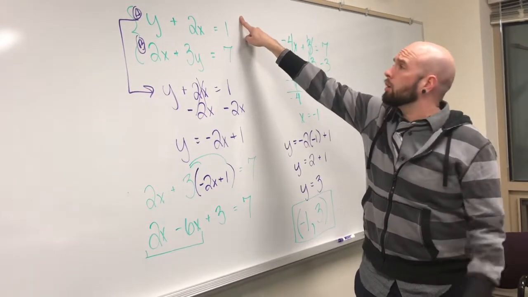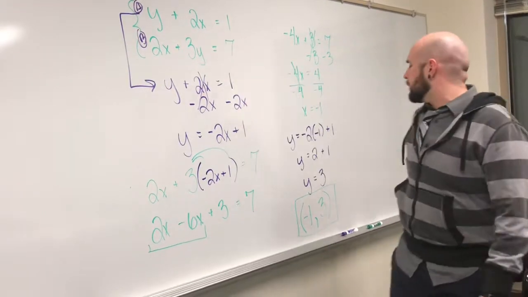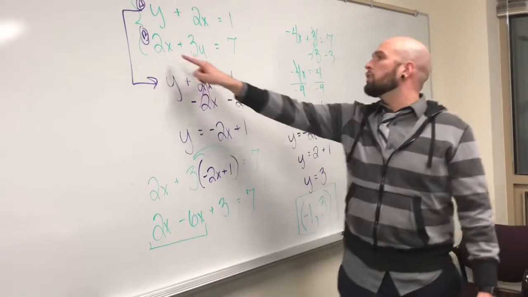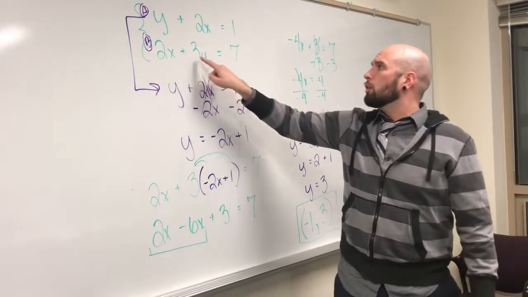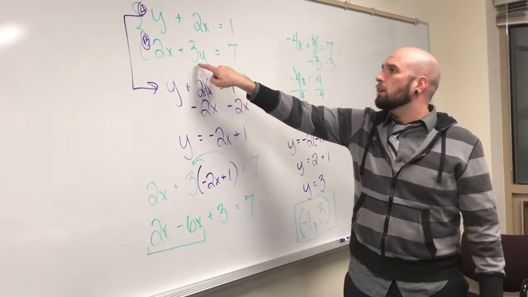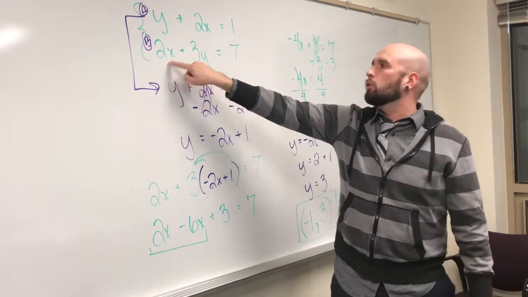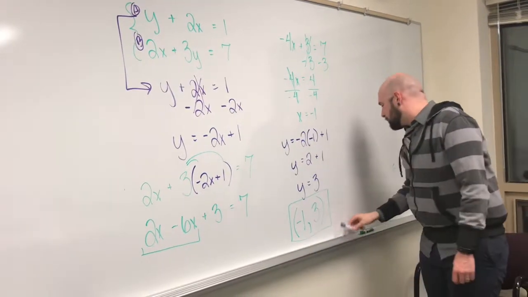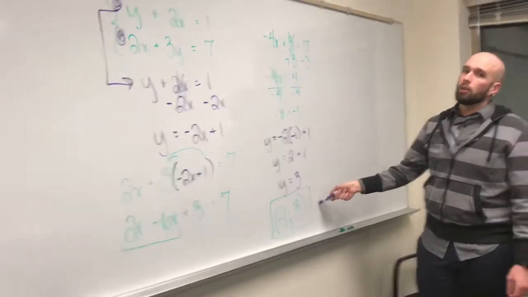If my answer is going to work, it's going to have to work for both of them. So again, negative 1, 3. 2 times negative 1 is negative 2. 3 times 3 is 9. Negative 2 plus 9 is 7. Bing, bang, boom. We have our answer.